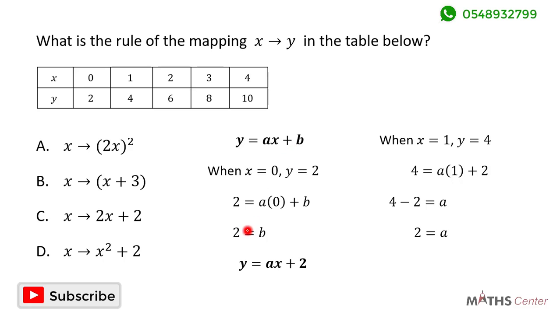So we now have the value of a to be 2. We have found the value of b to be 2. And so our rule is y is equal to 2x plus 2. From the question, we were told that x maps to y. And we have found y to be 2x plus 2. So we can say that x maps to 2x plus 2. And this is the rule of the mapping. When we look through the options, we can see that the correct option is C. x maps to 2x plus 2.